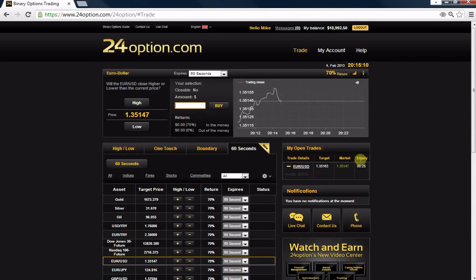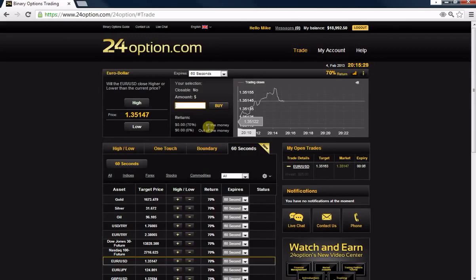And we can see here the status of the previous purchase. We entered at 1.35163, and it's 1.35148. Looks like we're going to win that one. It could change in the next 15 seconds, but probably not. So we're going to go another $25 investment.